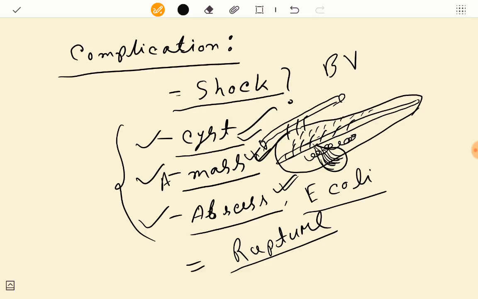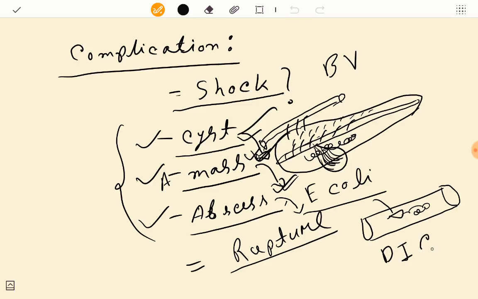And this rupture will cause what? From the abscess there will be many enzymes released into the blood vessels. If there is a mass, all the enzymes will be released. If there is a pseudocyst, all the enzymes will be released into the blood vessels. So when the rupture occurs, all the enzymes will be in the blood vessels, and when enzyme is mixed in the blood vessels, it will cause DIC, disseminated intravascular coagulopathy. So coagulopathy will occur due to the enzyme mixed in the blood.